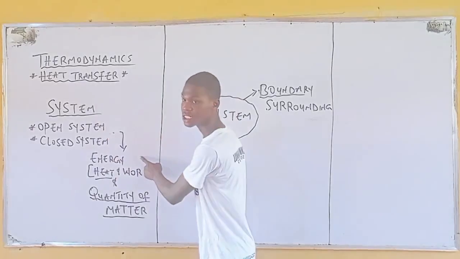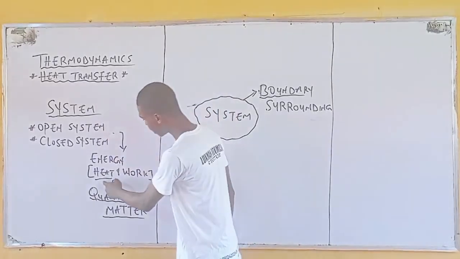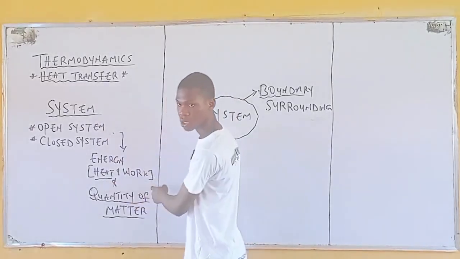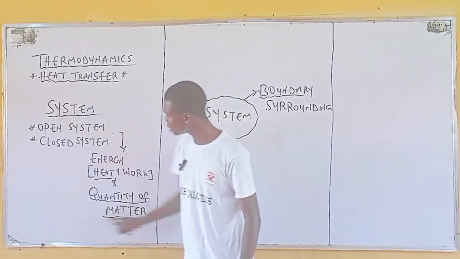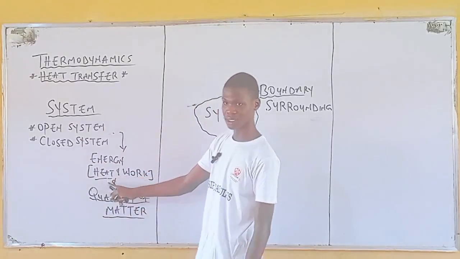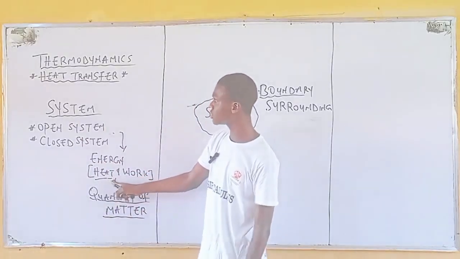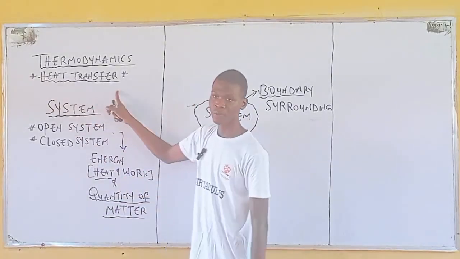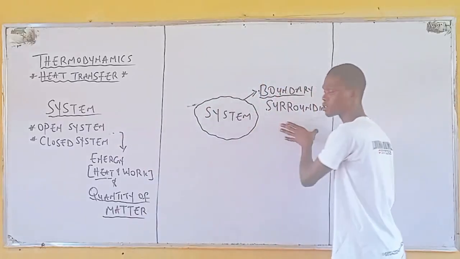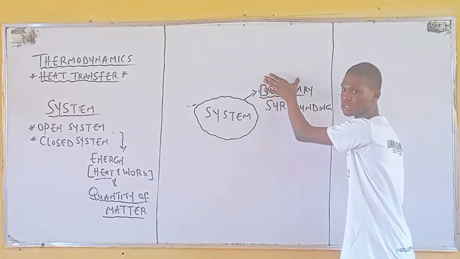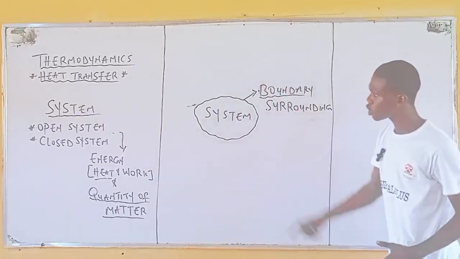What distinguishes between open system and closed system? The first one is energy, meaning energy in form of heat and work, while the other one is quantity of matter. But we are doing all this to understand what it means; with the understanding, you relate it to heat transfer. Diagrammatically, this is your system, this is your surrounding, while this is your boundary, right?